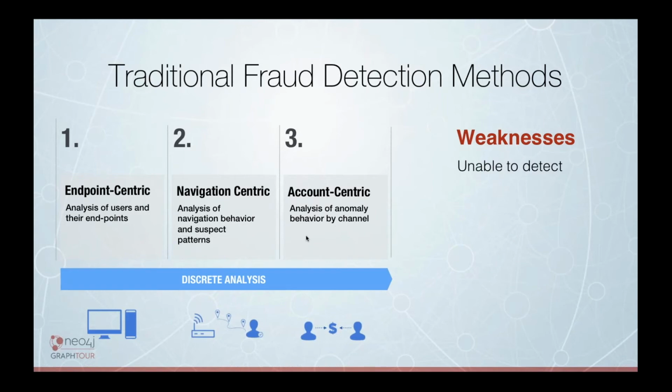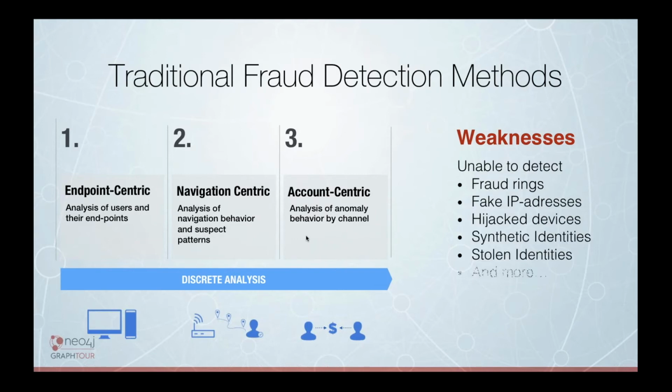What all these methods are examples of is discrete analysis, which is very effective if you know what to look for. The weaknesses, though, are that discrete analysis does a poor job when you want to detect fraud rings, when someone is using fake IP addresses or somebody has hijacked the device. It also does not help for made up or synthetic identities or for stolen identities. The challenge with systems that focus on discrete analysis for fraud detection is their inability to detect fraud rings, as this requires additional context and knowledge.